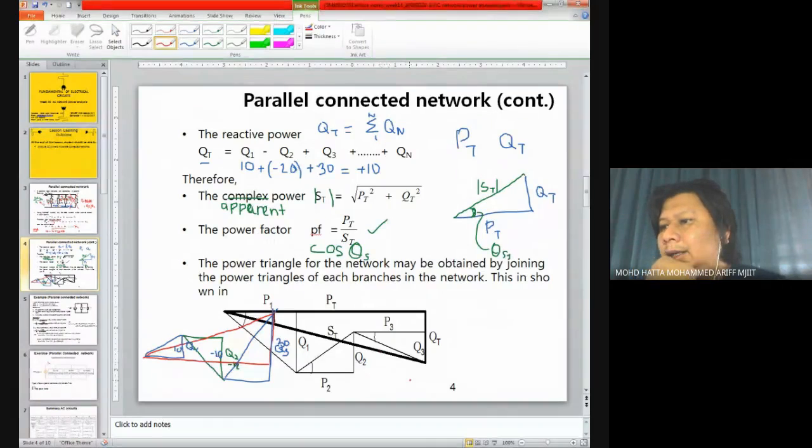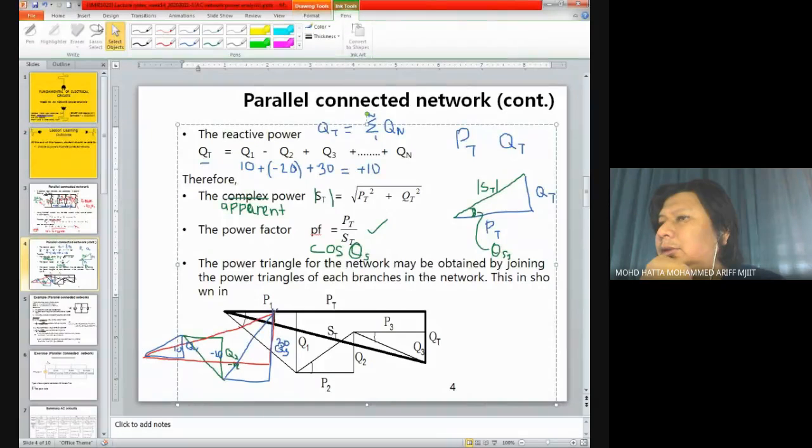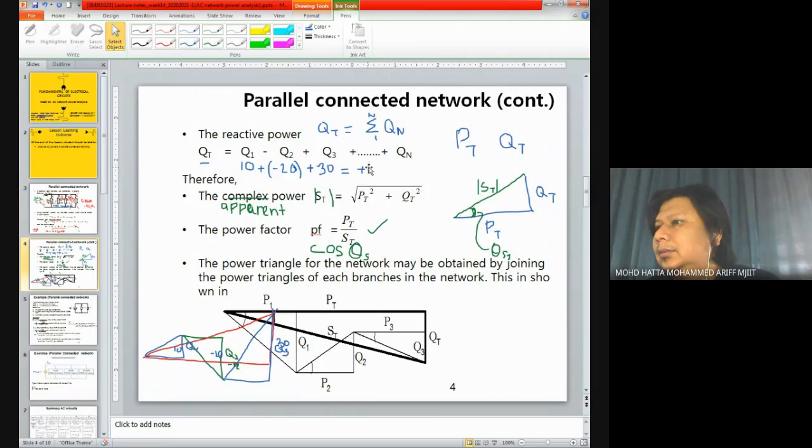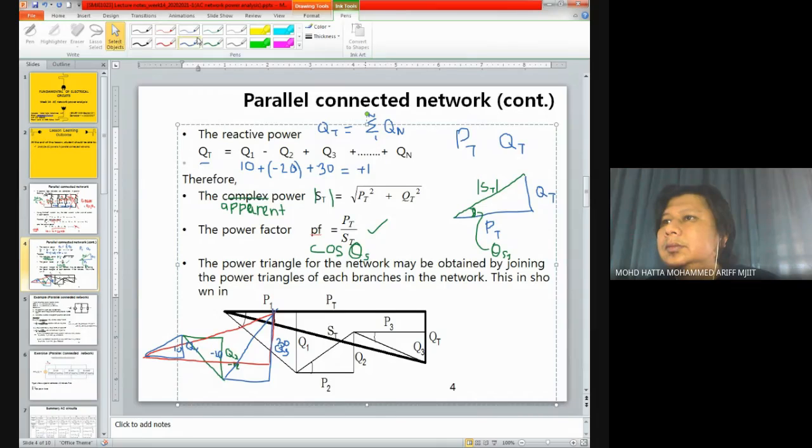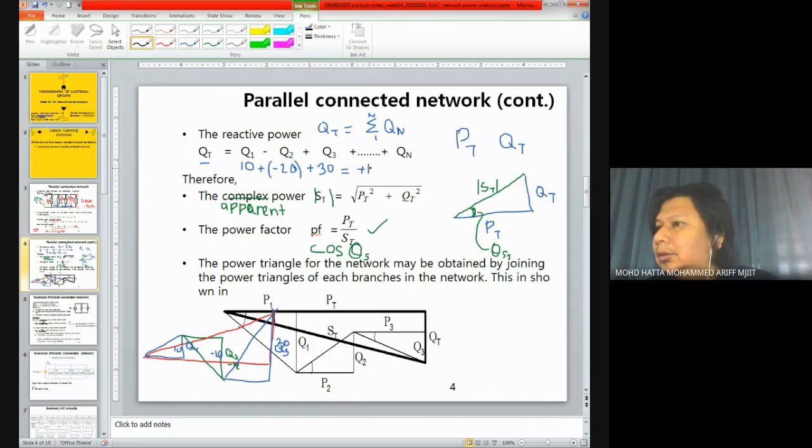Let's see, did I do something wrong over here? Yeah, I did something wrong because the value is not 10. Basically, the value over here should be 20. 10 plus 30 is 40, and 40 minus 20 is plus 20. If you look at the line that we have here, it is 60, and over here we have plus 20.